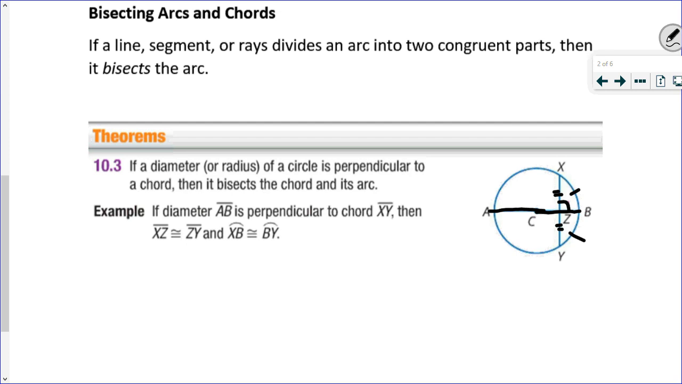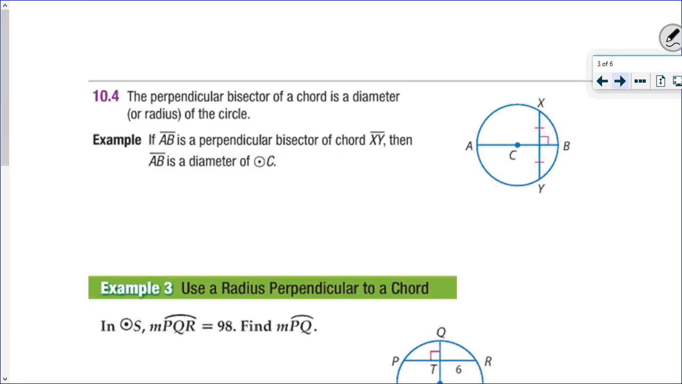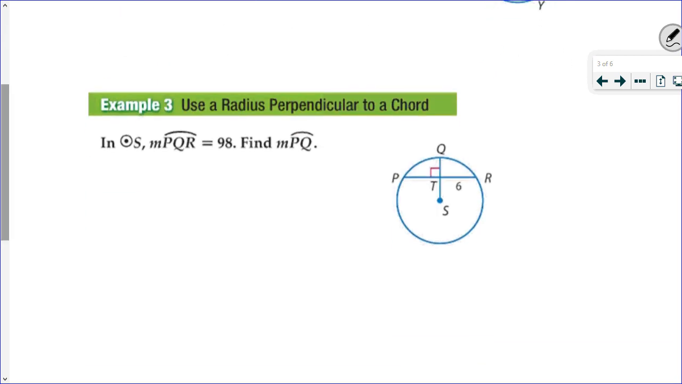Theorem 10.4 states that the perpendicular bisector of a chord is a diameter or radius. So if we have a perpendicular bisector, then it is a diameter or a radius. That would mean in this example that AB is a diameter because it bisects the chord.